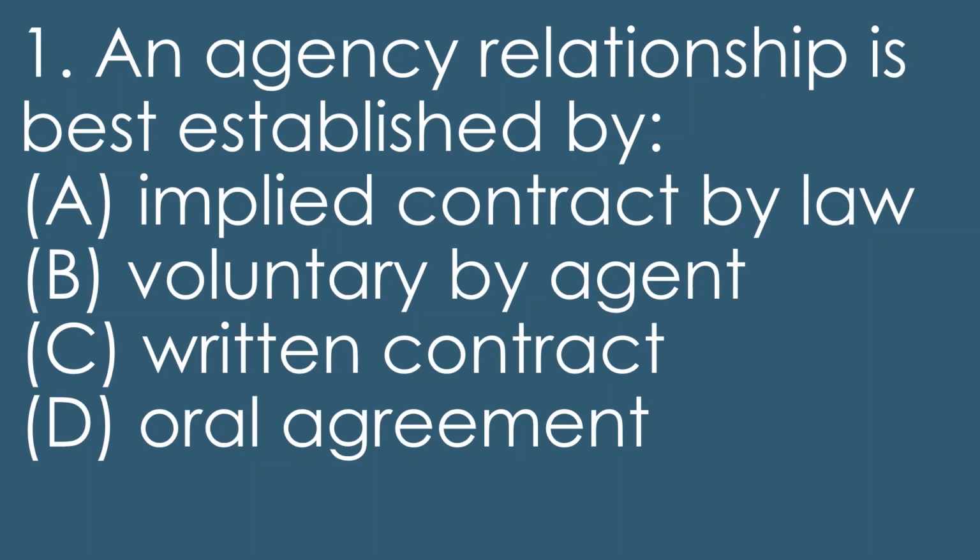1. An agency relationship is best established by A, implied contract by law, B, voluntary by agents, C, written contract, D, oral agreement. Well, automatically you should know any agreement, not just for agency, but any agreement should always be in writing. That is your best bet.